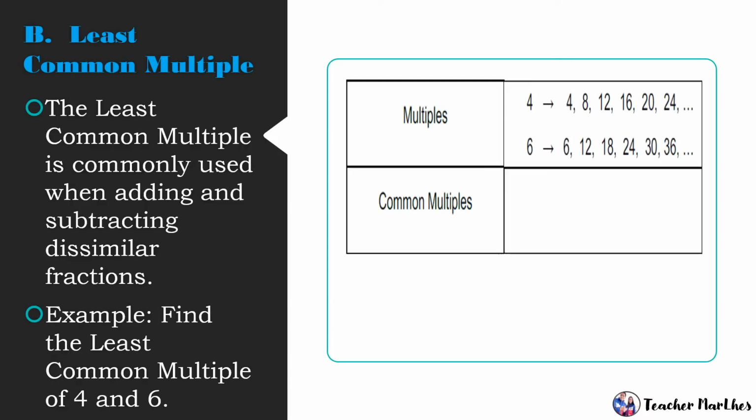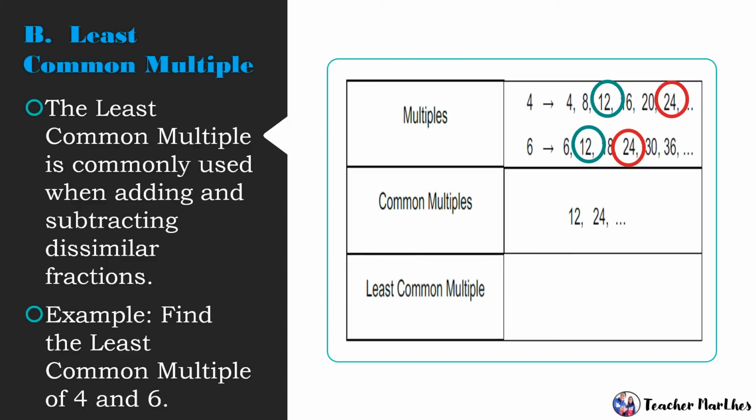Then, find the common multiple. So, common multiples, ano yung number na parehong meron ang 4 at saka 6. So, we have 12 and we have 24. So, meron pa yung mga kasunod na multiples dito. So, ito munang dalawa yung kunin natin. Kasi ang hinahanap natin ay yung pinakamababa, least common multiple. So, the common multiples of 4 and 6 are 12 and 24. So, for us to get the least common multiple, kukunin natin yung pinakamababa, which is 12. Therefore, the least common multiple of 4 and 6 is 12.